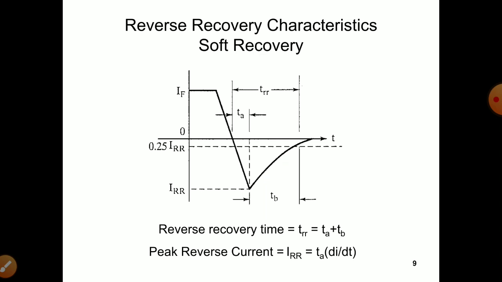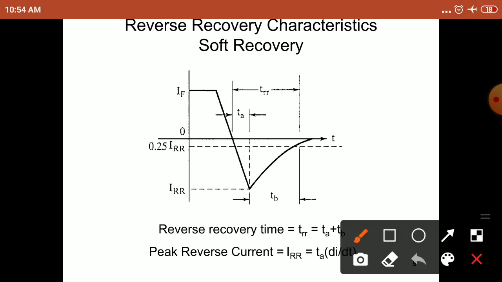Then the reverse recovery characteristics. There are two types of recoveries in the case of power diodes: soft recovery and abrupt recovery. Soft recovery: this is the characteristic of soft recovery of power diodes. So here also we have TA and TB.